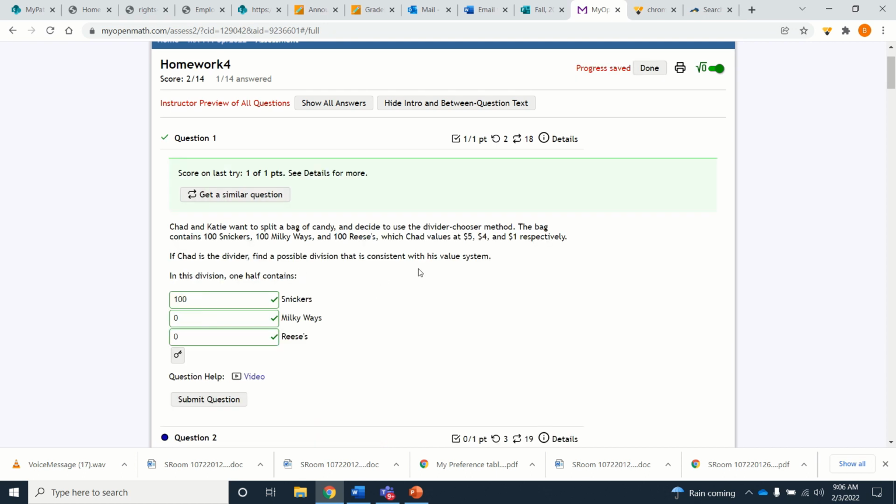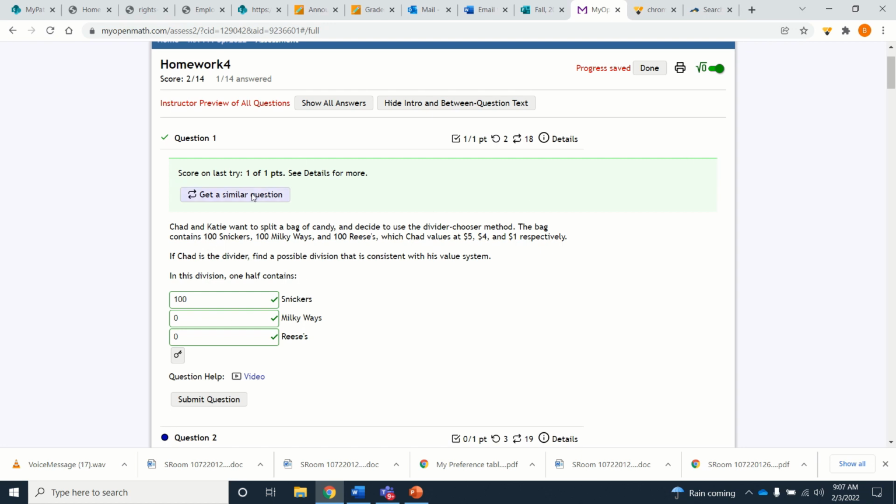Now, he could also do some other split where he's doing part of the Milky Way. So if he did like 50 of the Milky Ways, that would be worth $2, since that's half of what he's got. He could do $3 worth of Snickers. Now, let me talk about this just a bit further.